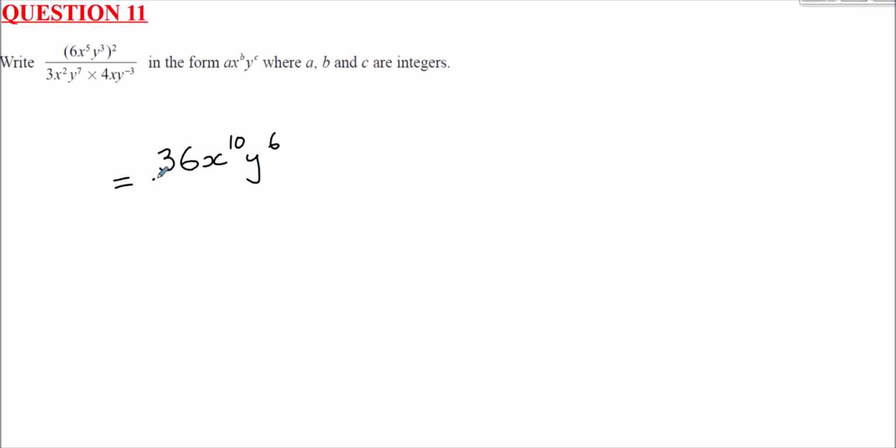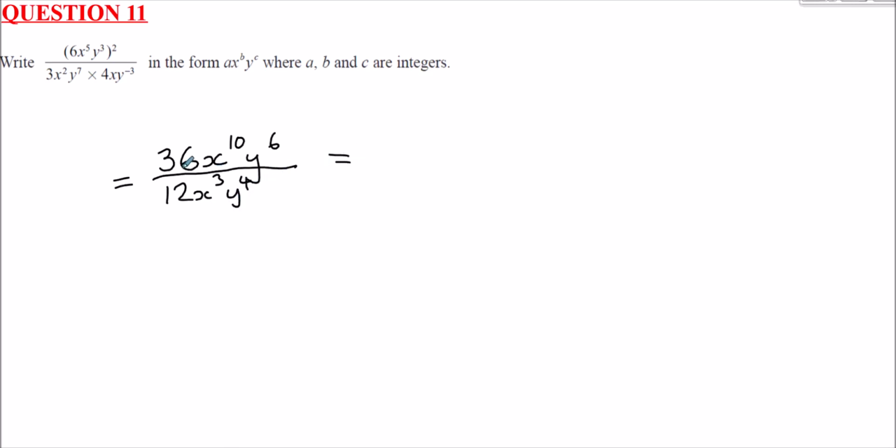On the bottom, we can simplify in a similar way. We have 3 multiplied by 4, which is 12. X times x here, multiplied by another x. X times x multiplied by another x is x cubed. And finally, y to the 7 multiplied by y to the minus 3, we still add the powers. So 7 plus minus 3 is the same as 7 minus 3, which is 4. So we have y to the power 4.